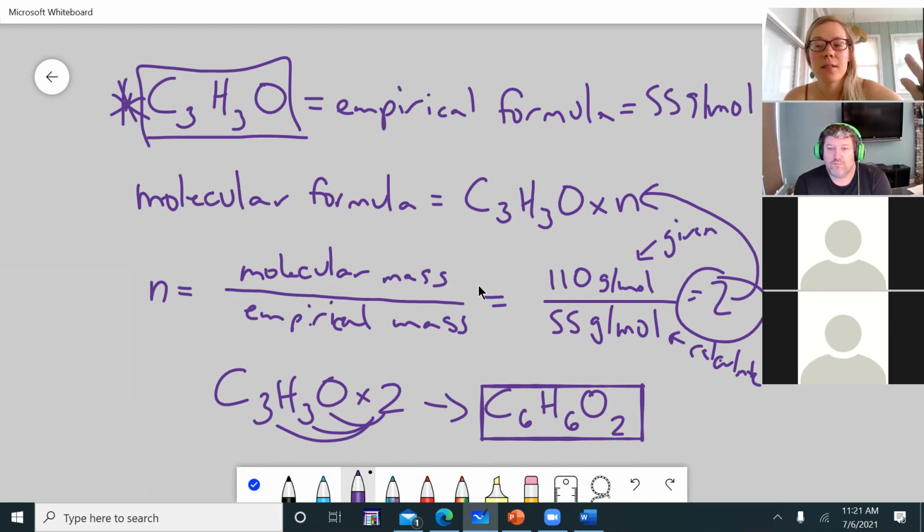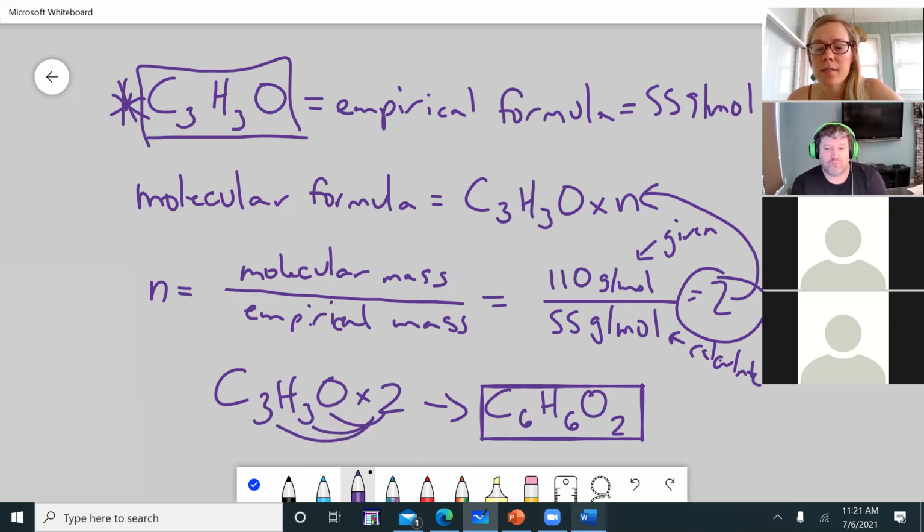Any questions on that? We're going to do another 1 or 2 of them, but questions on what we're calculating here and how empirical and molecular relate to each other. Molecular is some multiplier of your empirical. You have to find that multiplier by comparing the masses. How much bigger is the one from the other?